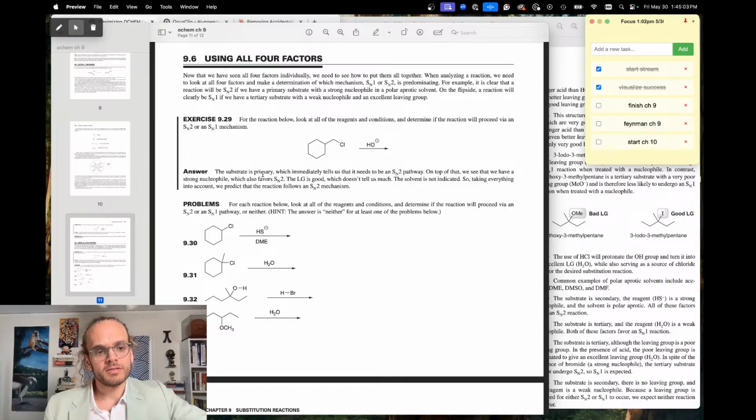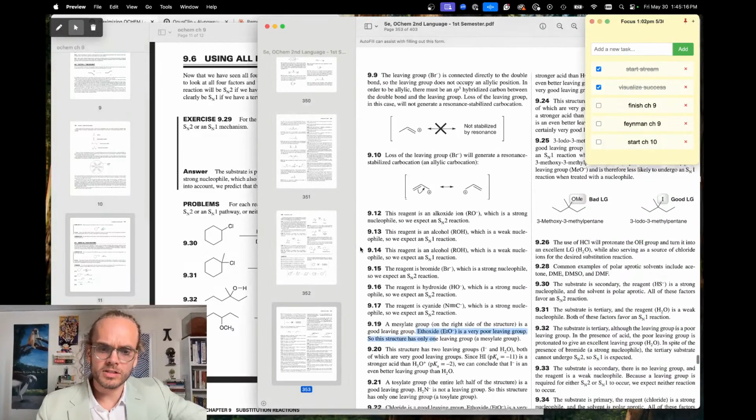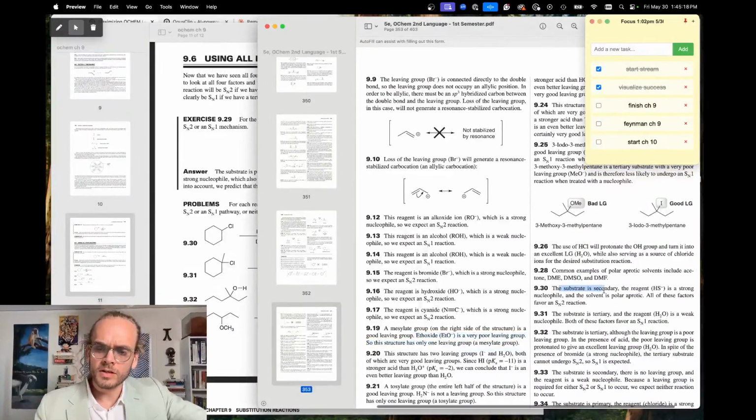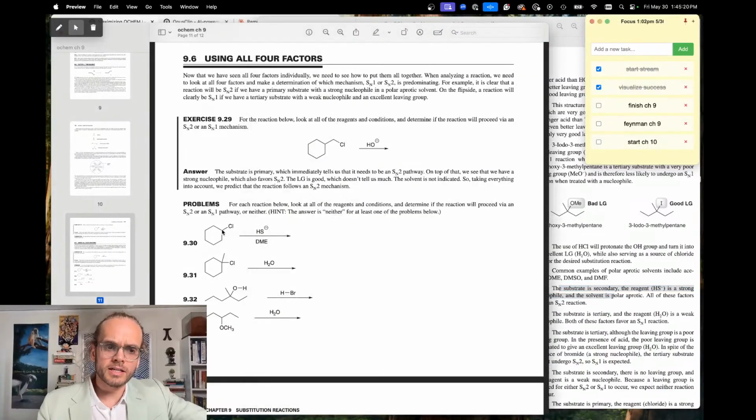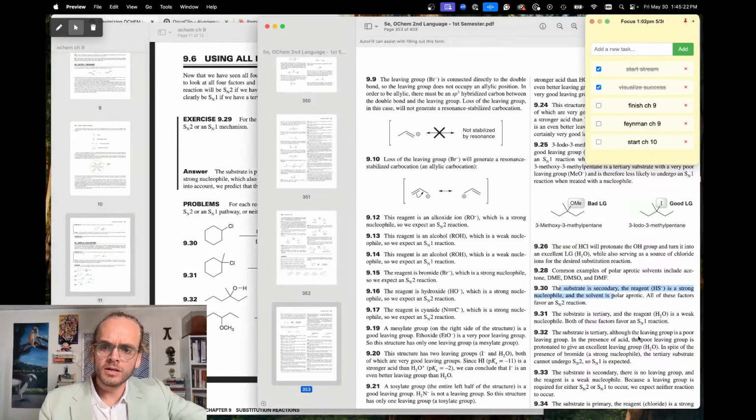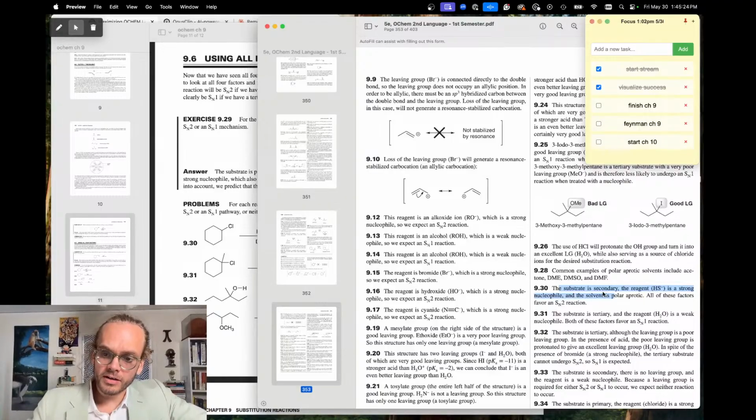We also don't have a good leaving group. We have Cl, it's not benzylic or anything. We have hydrogen sulfide. I don't think that's a strong nucleophile. I think that it still is SN2 though, with those factors considered. Let's see what 9.30 says. Substrate is secondary. Oh yeah, secondary substrate, C and C. Reagent, oh, it is a strong nucleophile, and the solvent is polar aprotic, so all of that favors SN2. I was right about SN2, but not 100% about all the reasons.